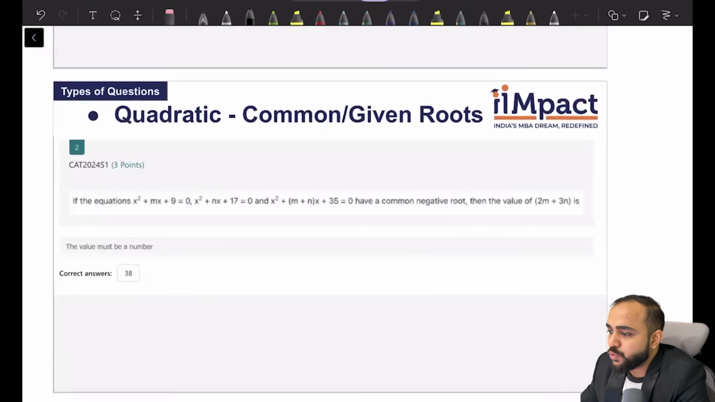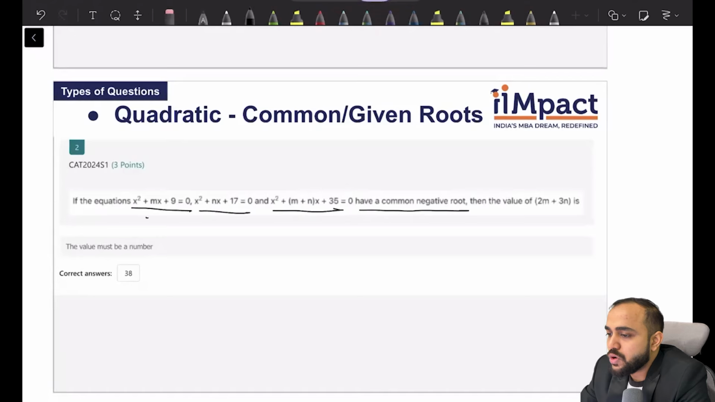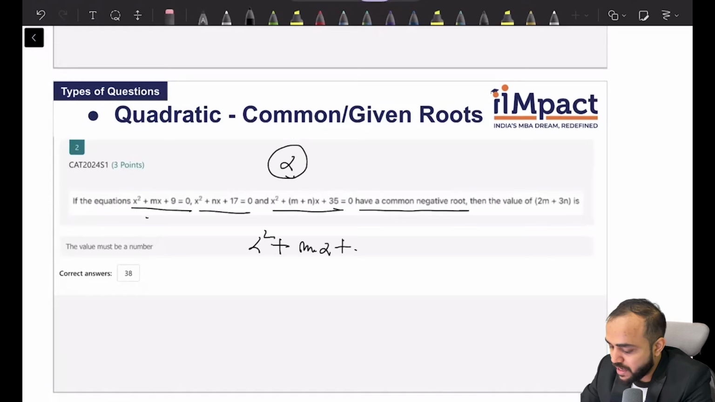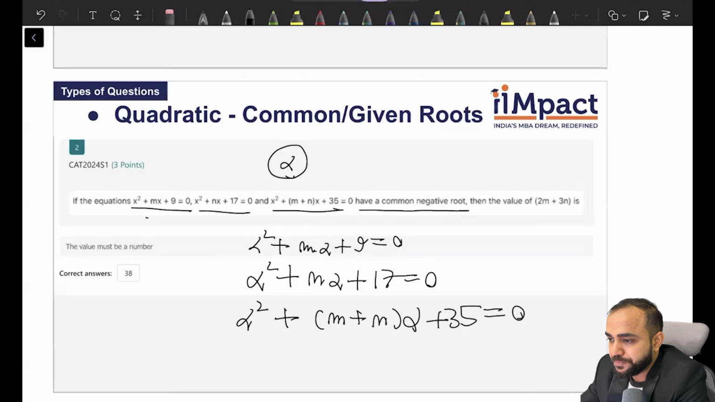So common given roots is also a fairly straightforward condition. They will give you two quadratic equations, and maybe a third one, and they say they have a common negative root. In these situations, your focus should be on finding the said root. For example, let's say that common root is alpha. Would that mean that alpha square plus m alpha plus 9 is equal to 0? Would that also mean alpha square plus n alpha plus 17 is equal to 0? And would that also mean alpha square plus (m plus n) alpha plus 35 is equal to 0?